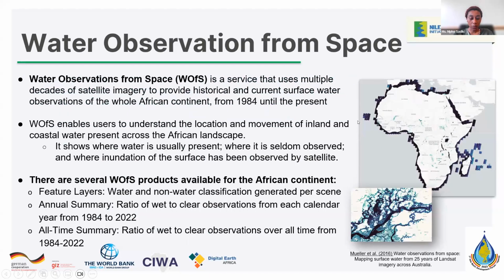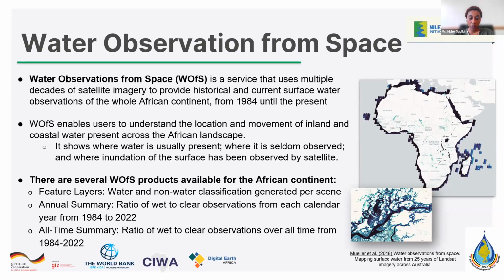So first, I will talk about the water observation from space product or service. So we call it WOfS. So this is a remarkable service that we have that leverages satellite imagery to provide historical and current surface water observations spanning the entire continent of Africa from 1984 to present day. By present day, I mean 2022, because we do create it on an annual basis.